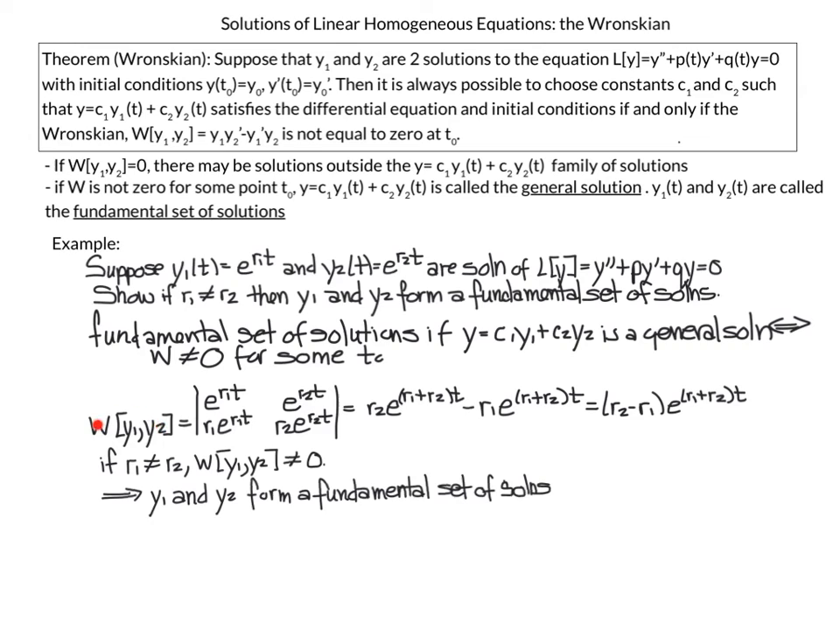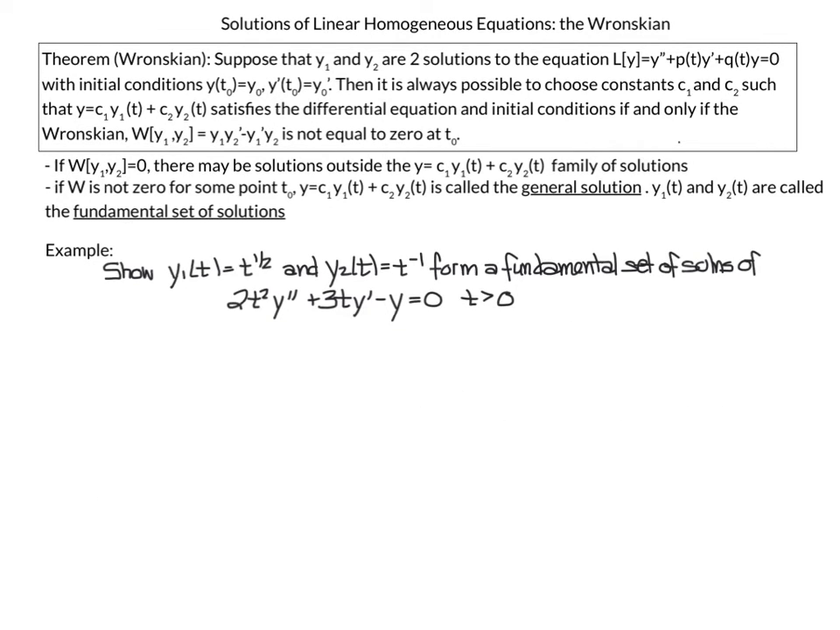Here I calculate W. Again, it's y1 and y2 here, with the derivative of y1 and the derivative of y2 here. And then for the determinant I cross multiply, and I get r2 e to the (r1 plus r2)t, minus, and I cross multiply here and get minus r1 e to the (r1 plus r2)t, which is (r2 minus r1) e to the (r1 plus r2)t. And looking at this, if r1 does not equal r2, then the Wronskian will not equal 0. So y1 and y2 form a fundamental set of solutions.